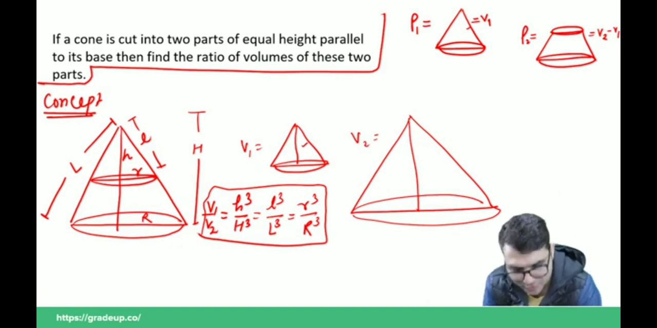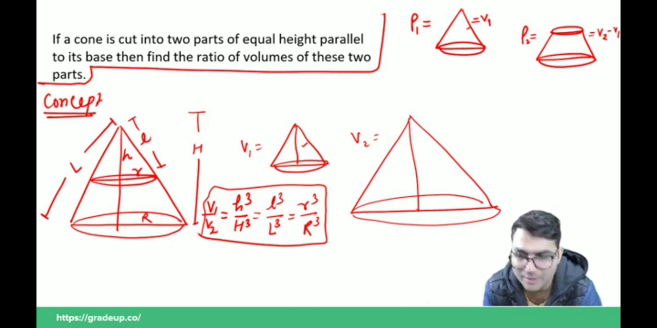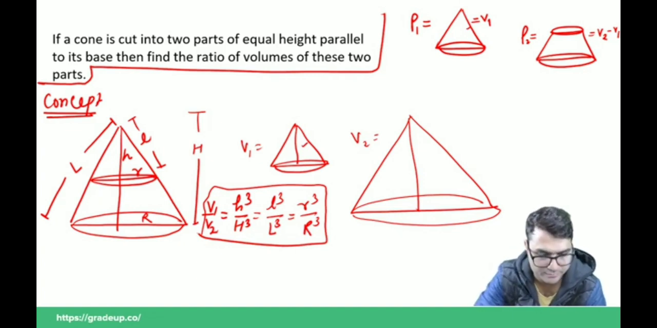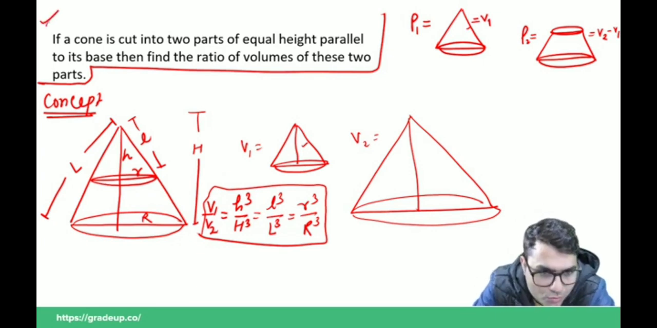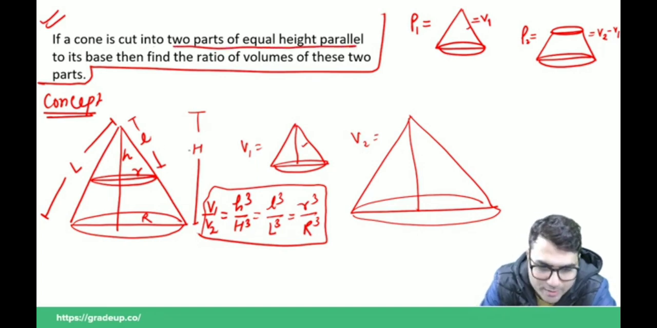I will tell you the frustum formula, don't worry. I will tell you in detail about the frustum, but here we have no use of the frustum formula. Now listen carefully, come on to the question. In this question, we have been given that a cone is cut into two parts of equal height parallel to its base.